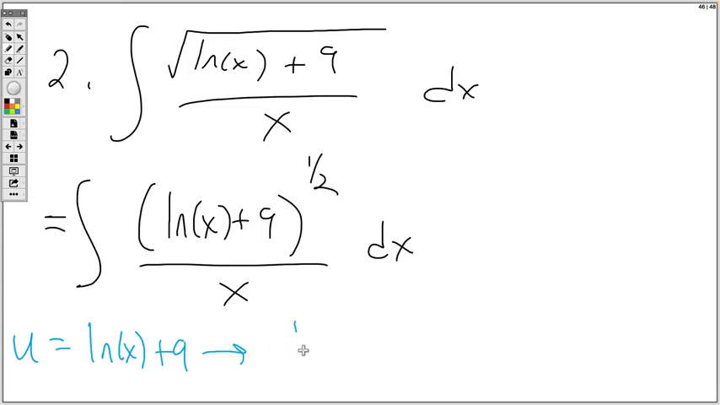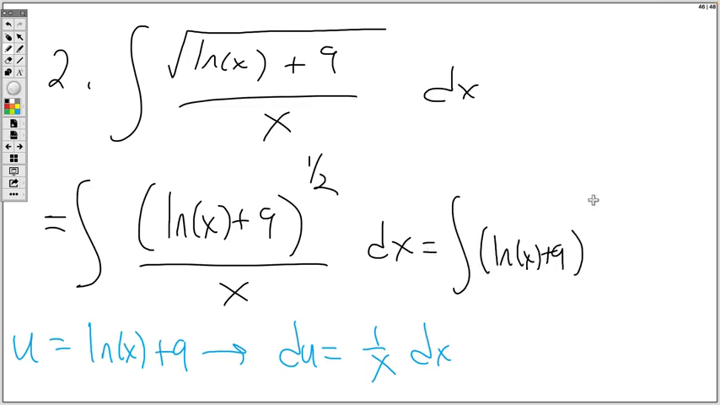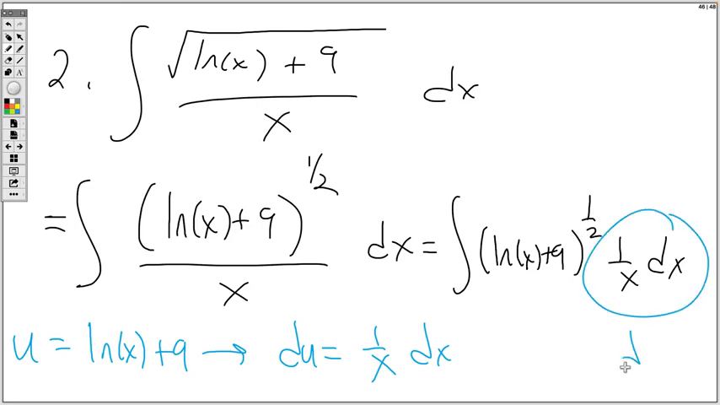If I do that, I'd calculate my du, and what would it be? We have to go back to Thursday. What's the derivative of the natural log of x? 1 over x. The derivative of 9 is 0. Do I have a 1 over x dx up here? We do. I could rewrite it: natural log of x plus 9 to the 1/2 times 1 over x dx. Sure enough, there it is.